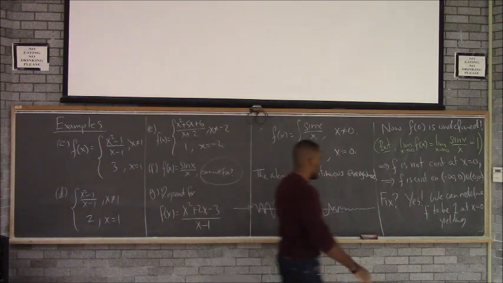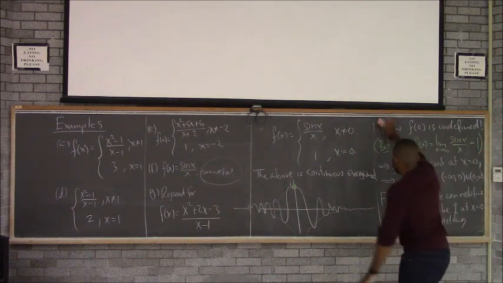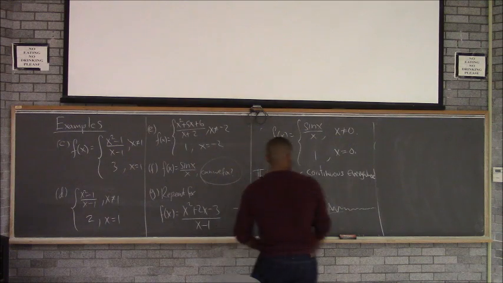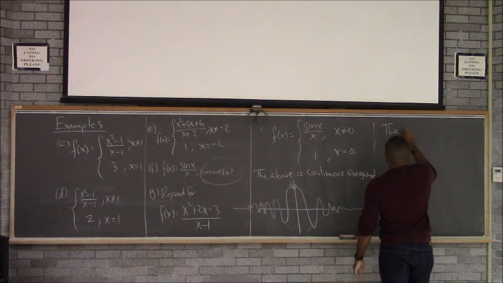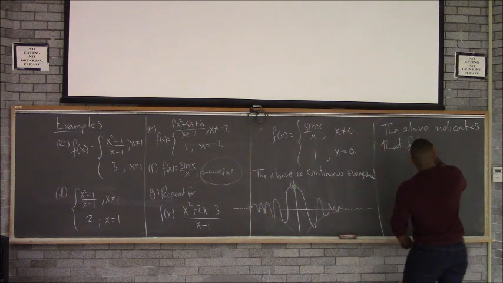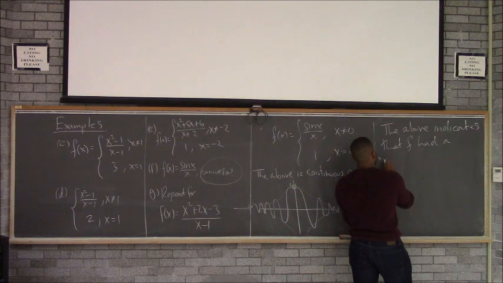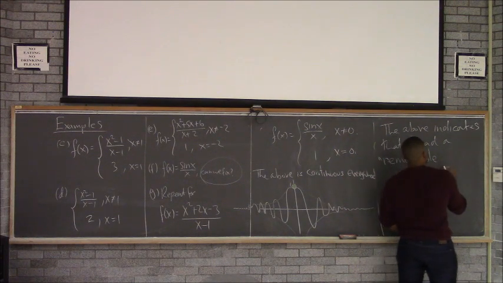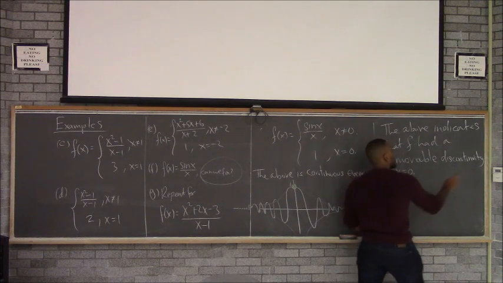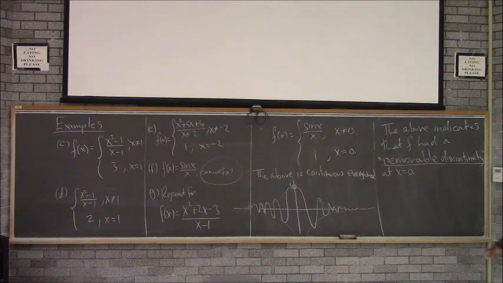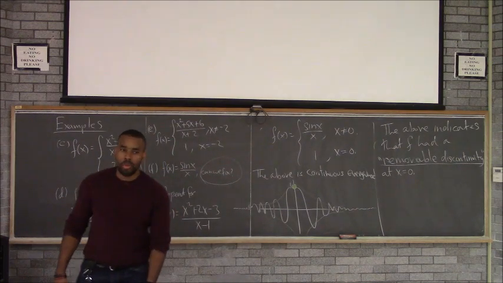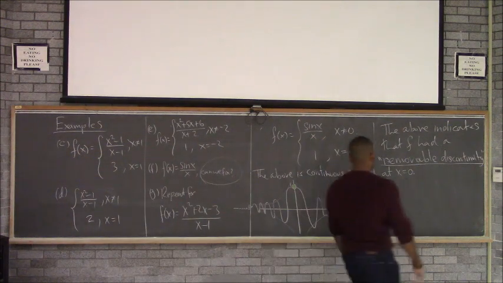Okay? Now this is not something that can always work, so I actually want to make some comments about this. The above indicates that f had, we call it a special name, removable discontinuity at x equals 0. So that's the idea of a removable discontinuity. There's a point where the function is discontinuous, but I can actually remove this problem by simply redefining the function at a point.